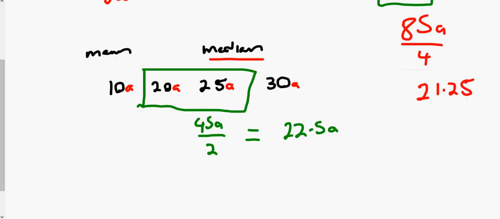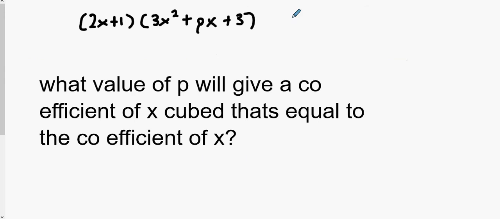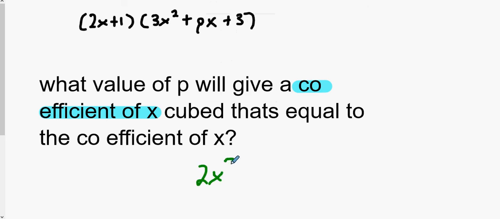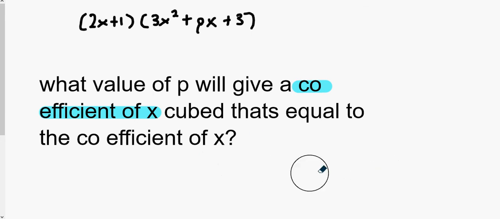So, yeah, let's move on. Now, read this question. What do these words mean? What does coefficient of x mean? Yeah, so if I gave you an answer like this, what's the coefficient of x cubed in this one? 2. What's the coefficient of x squared? Coefficient of x? 7. The number that comes in front of the variable. Everybody cool with that?